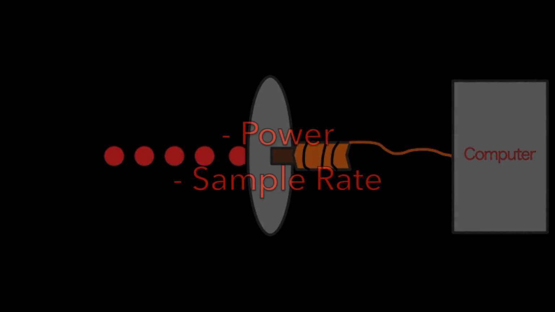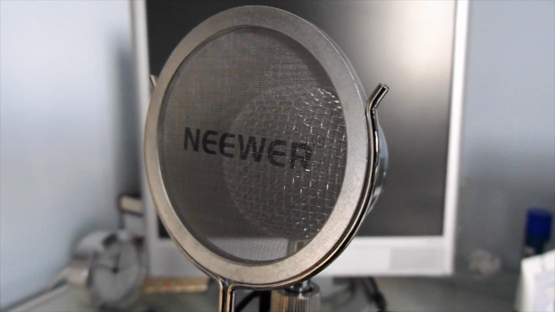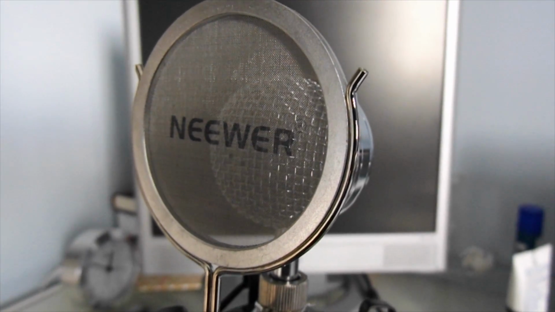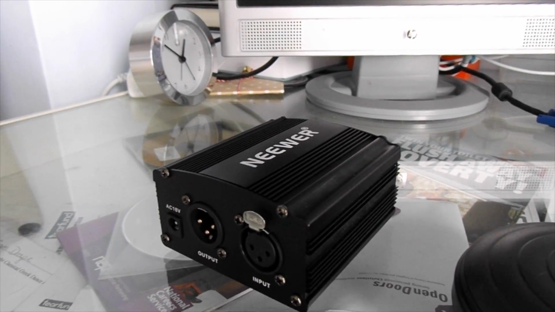The quality of the sound recorded is reliant on two things: the power in the cable and the sample rate. With microphones like this one, the power can easily be boosted using a power pack. Attached to my microphone at this moment in time, I have a 48-volt power pack that improves the sound quality and also relieves the pressure of supplying power that my laptop would otherwise have.